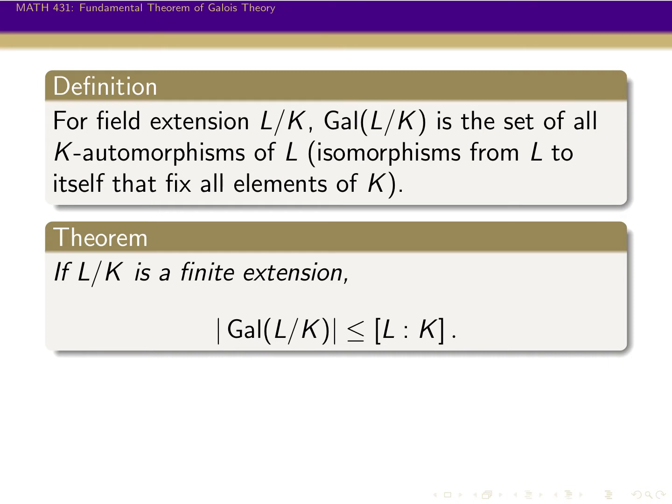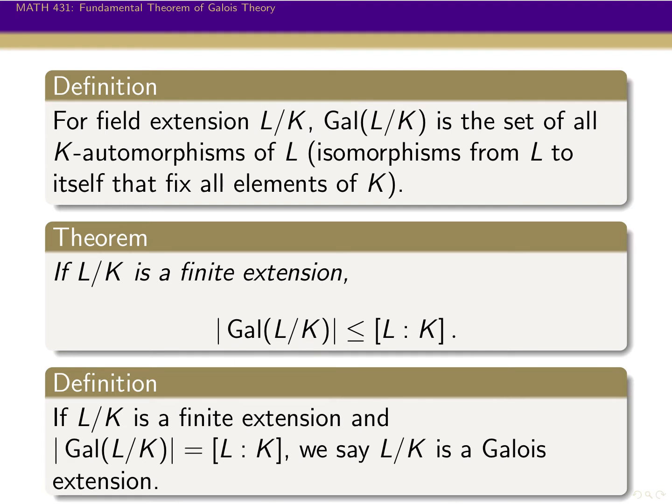And one of the things we proved early on about these Galois groups is that for a finite extension, the size of the Galois group is always less than or equal to the degree of the extension. And if it's actually equal to the degree of the extension, then this is a special type of extension, and so we call this a Galois extension.